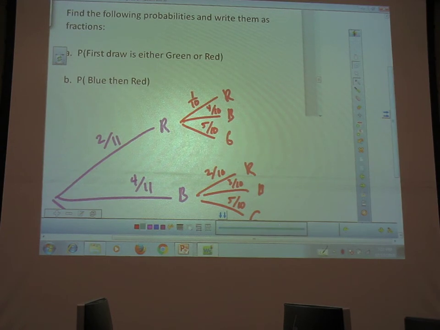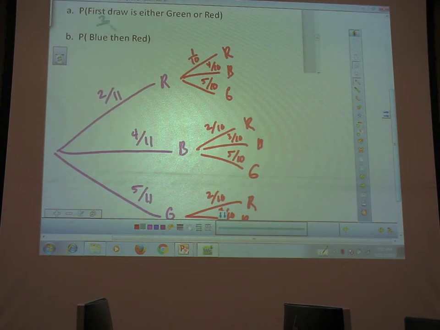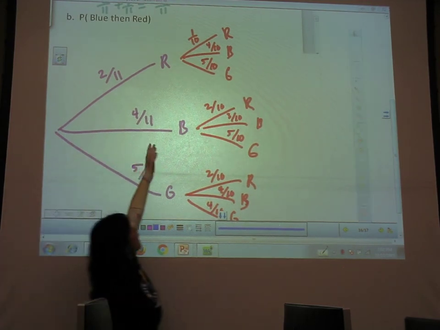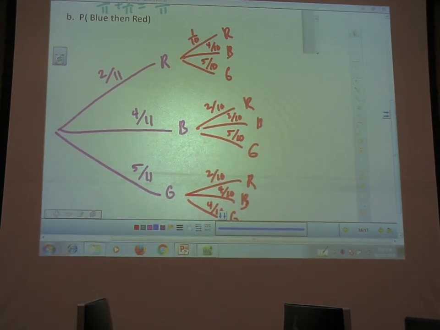Now, what's the probability the first draw is either green or red? Since it's or, we add: 2 11ths and 5 11ths, so 7 chances out of 11. Good with that? Okay, how about blue then red? That means and, but in that order. So I draw a blue one, and then I draw a red one. So it means I went this path right here. Get it?